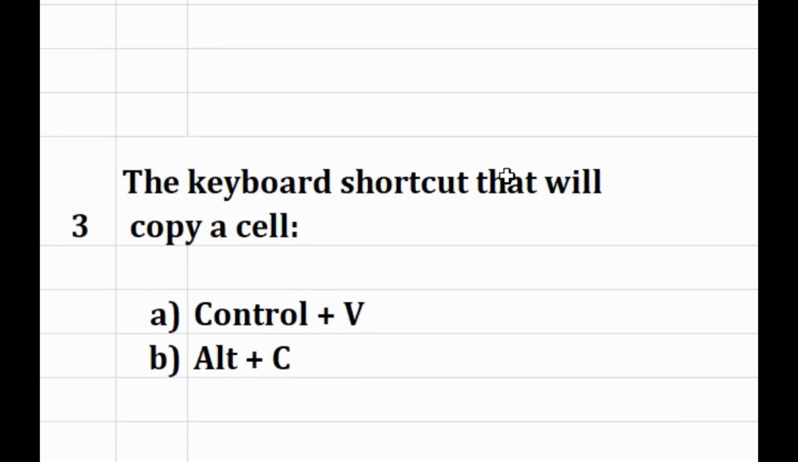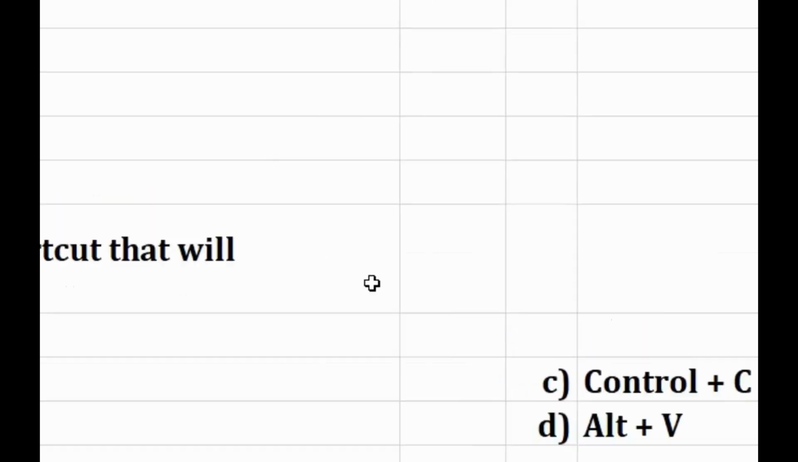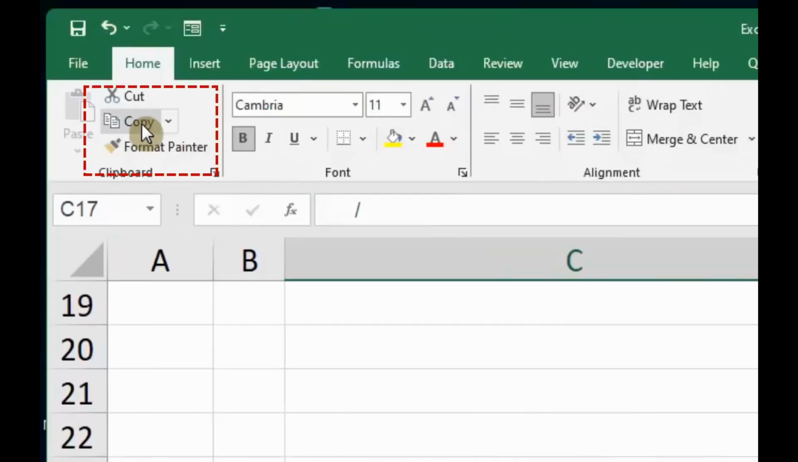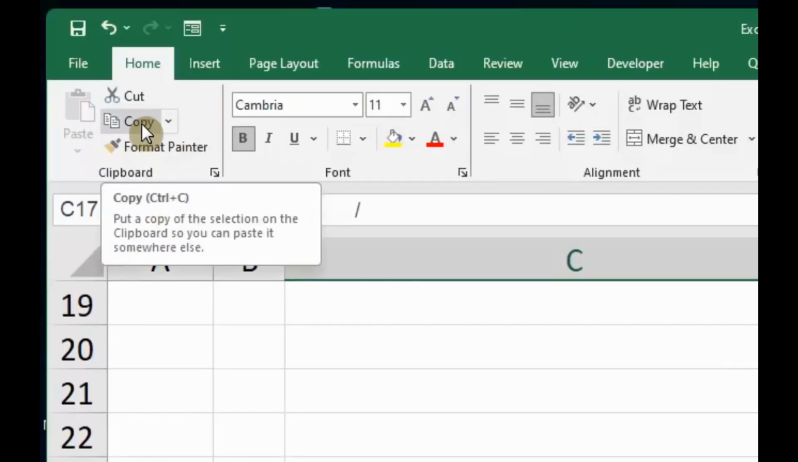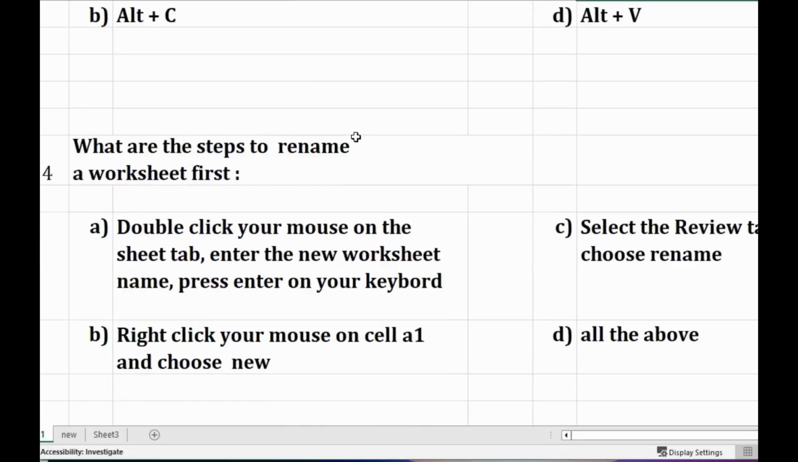Number 3, a keyboard shortcut that copies a cell. We have A, Control plus the letter V. B, Alt plus the letter C. C is Control plus the letter C. D, Alt plus the letter V. So if you come up across the top to our Home tab and hover your mouse over the copy, it says Control plus C is the correct keyboard shortcut. So I'm going to select the answer is C, and we're going to go on to number 4.